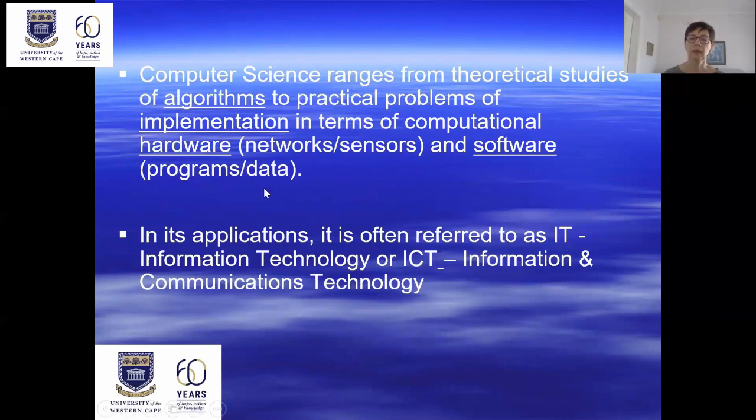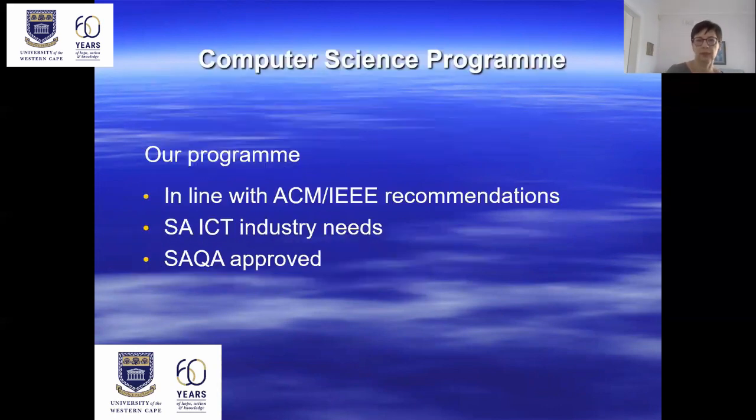The applications of computer science is often referred to as IT, information technology. But there's also information systems, which is a different subject that you can also take at UWC or any other university. These two disciplines work together, computer science and information systems. Information systems has more to do with the development of business applications. So let's look a little bit closer at the computer science program at UWC.